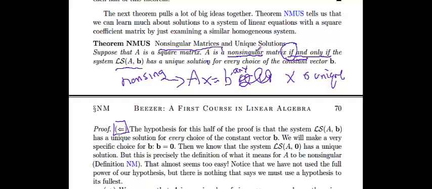Okay, so to prove this implication, we have to suppose that the system LS of A, B, that this system here, has a unique solution for every choice of B.